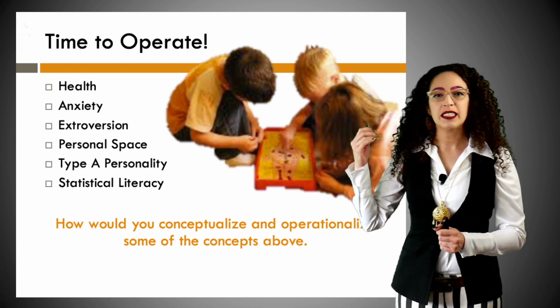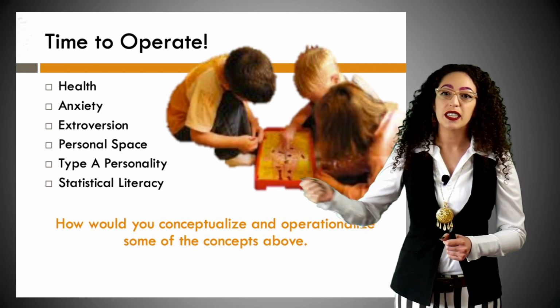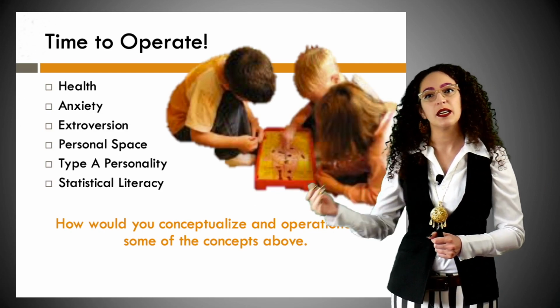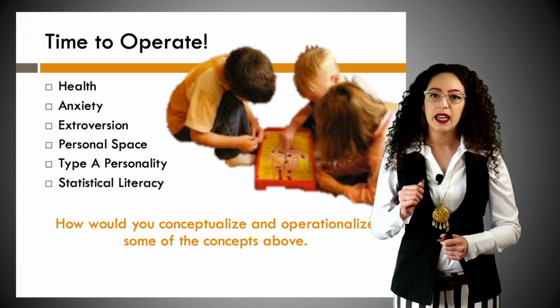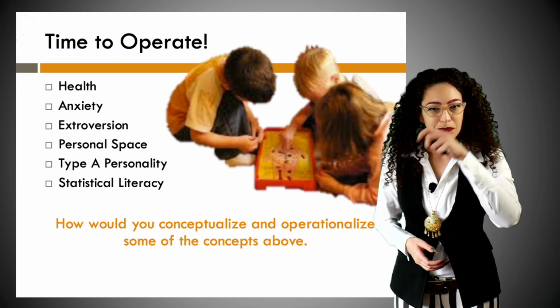Time to operate. Let's think of a few different ways that we can conceptualize and operationalize some of these things. Health, anxiety, extroversion, personal space, type A personality, statistical literacy. You pick one and try to conceptualize and operationalize it. Pause me. All right.